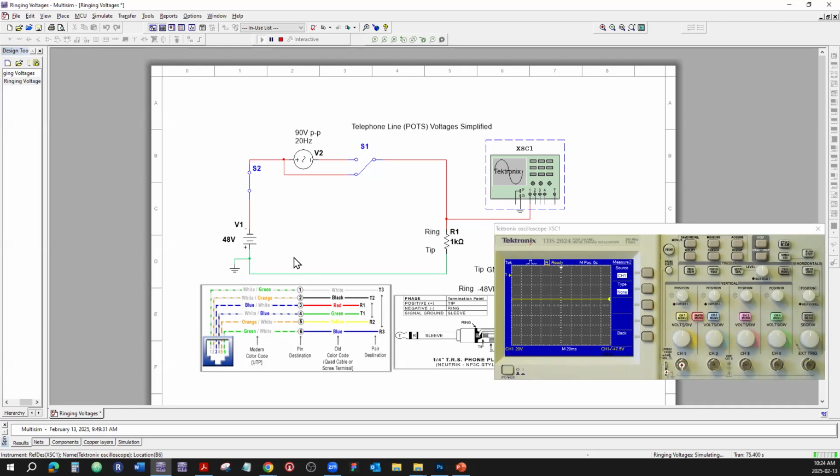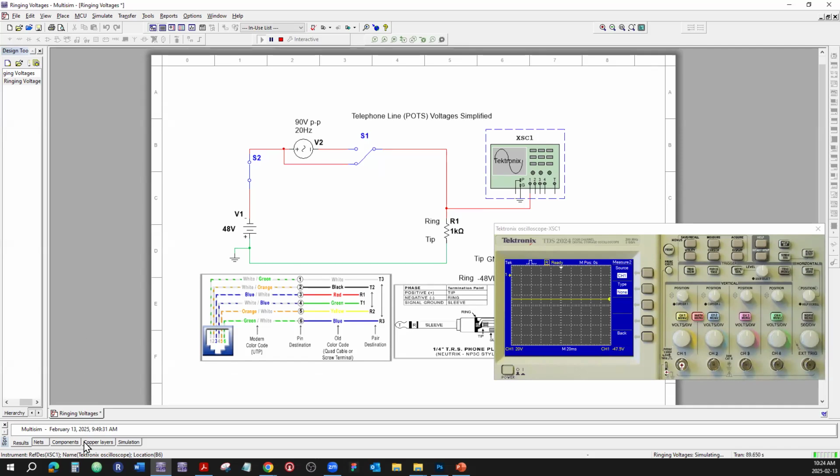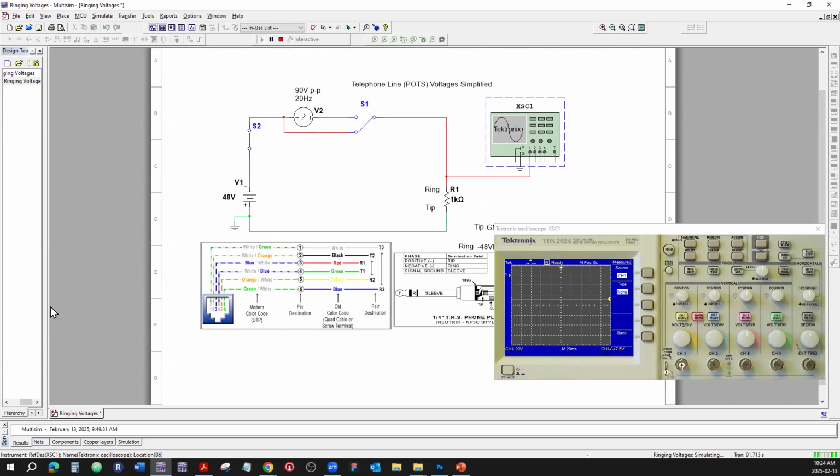Now, when the phone rings, here is another generator in series. I'm just simplifying things, which generates 90 volts peak to peak. How is it 90 volts peak to peak?